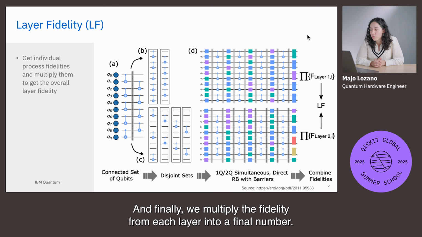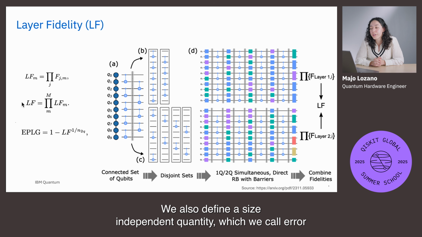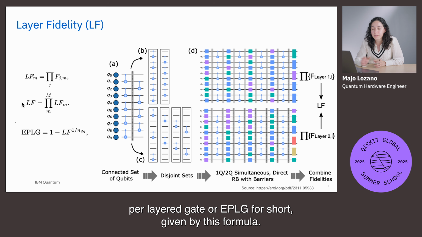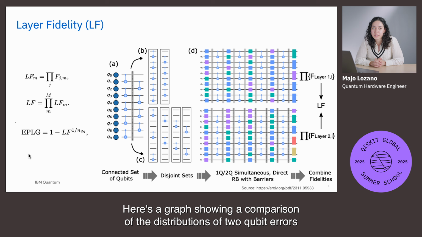And finally, we multiply the fidelity from each layer into a final number, the layer fidelity, which we can see here. We also define a size-independent quantity, which we call error per layered gate, or EPLG for short, given by this formula here. And as the name suggests, it is the average error for each gate in these layered circuits.